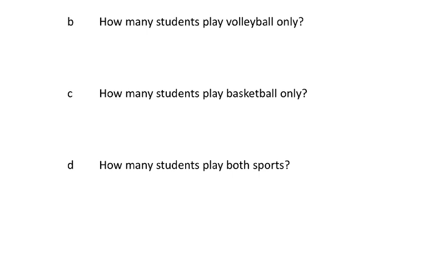Couple of questions based off of that Venn diagram. How many students play volleyball only? That's the 8 people we placed in the volleyball that didn't intersect with basketball. How many people play basketball only? That's the 11 people that we placed in the basketball only area.